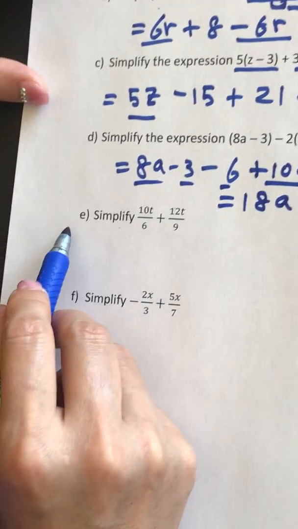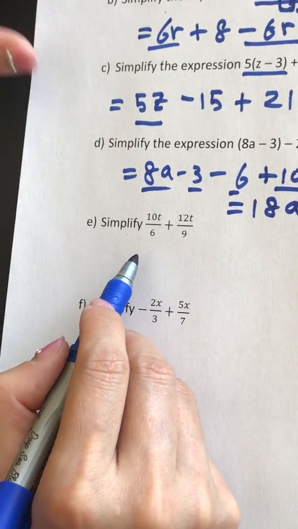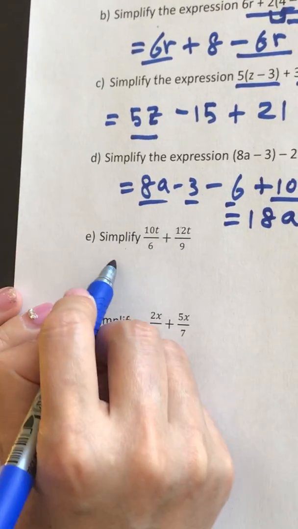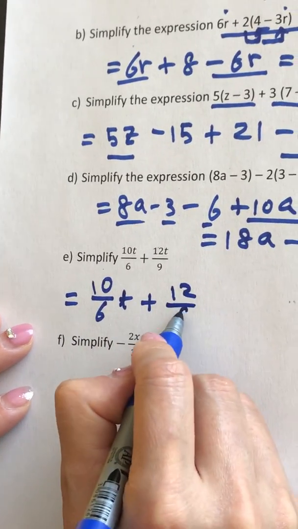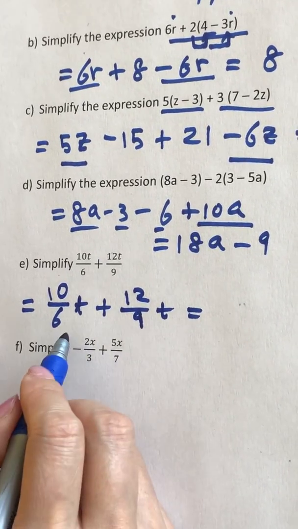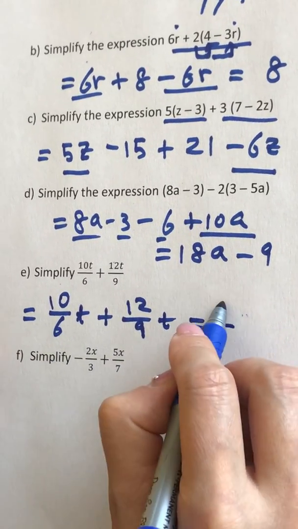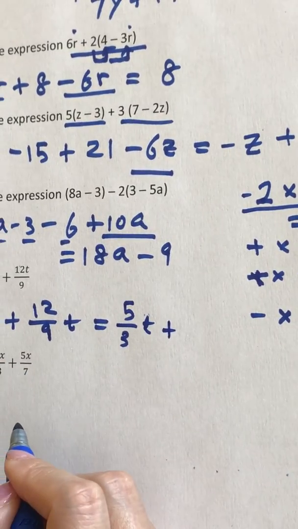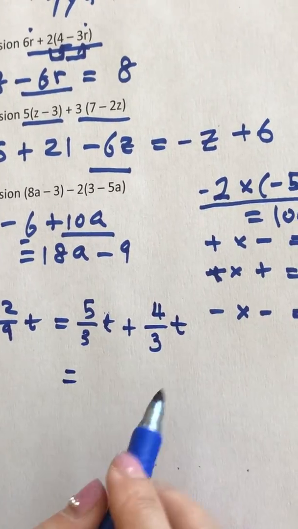So, simplify. Part E, simplify the fraction terms. So first of all, we look at this 10 over 6 multiply t. We can rewrite this as 10 over 6 multiply t plus 12 over 9 multiply t. And this is not the simplest fraction form. We can see that if we divide top and bottom by 2, that would give you 5/3, right? Multiply t. The second term, we can divide top and bottom by 3. So that's 4 over 3, and then t.